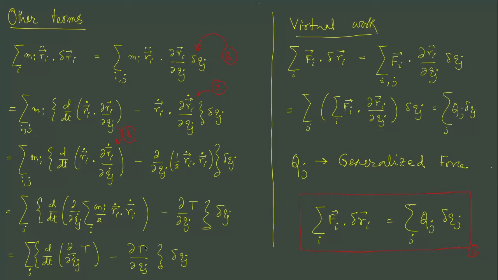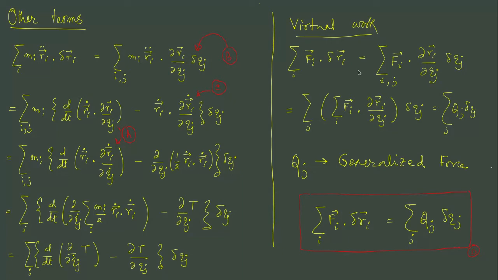So, after all simplification, what we have is the total time derivative of ∂T/∂q̇_j minus ∂T/∂q_j, times the virtual displacement δq_j. This is what we get from the mass times acceleration term. But then D'Alembert's principle also has a virtual work in this form, F_i dot δr_i.